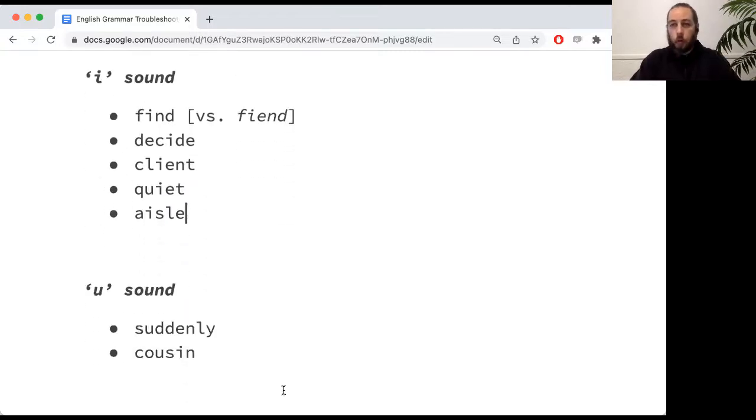Next, we'll tackle one of the last vowel sounds, the U. One of the U sounds is to say, so our first word here, suddenly, suddenly. Repeat after me, suddenly. Okay.